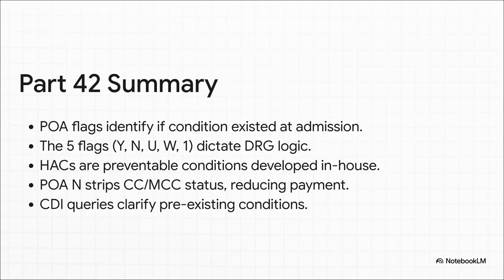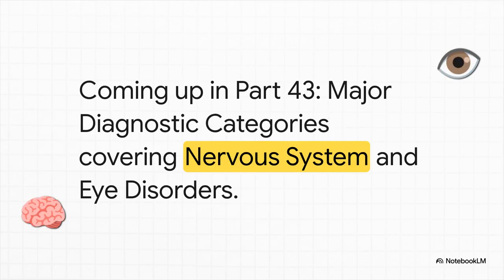You've got to master these indicators and use targeted CDI queries to accurately reflect patient severity and avoid those unfair penalties. Coming up next time in Part 43, we're going to break down major diagnostic categories 1 and 2, which cover nervous system and eye disorders. Until then, I want you to ask yourself, what hidden documentation gaps might be costing your facility millions right now?